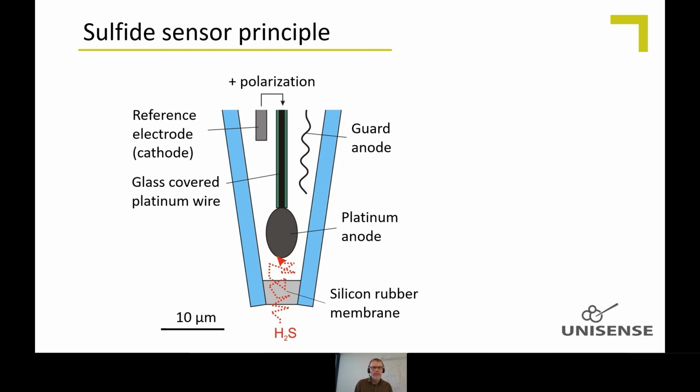We have the sulfide sensor here. Similar construction, so there's the outer capillary, the blue glass. There's a silicone rubber membrane in the tip where gases can diffuse in, and you can see this is H2S that can diffuse in. That means that we will only measure the H2S, not the HS- and S2-. In this case, this is a platinum anode, so it's polarized positively relative to the reference electrode, so that sulfide can become oxidized. We have two types, the SULF and the H2S type.